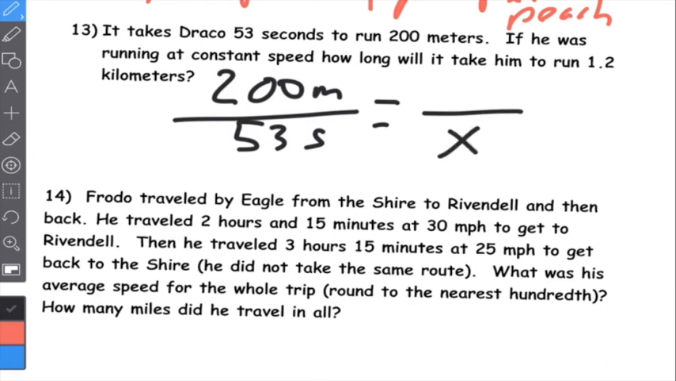Well, you should know 1.2 kilometers, we have to move the decimal over to get to meters. What you want to do is move the decimal to the right. So when I move the decimal to the right 3 spots, 1, 2, 3, and fill them with zeros, I get 1,200. So it'd be 1,200 meters.